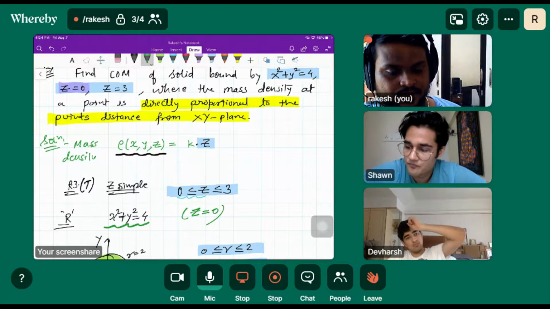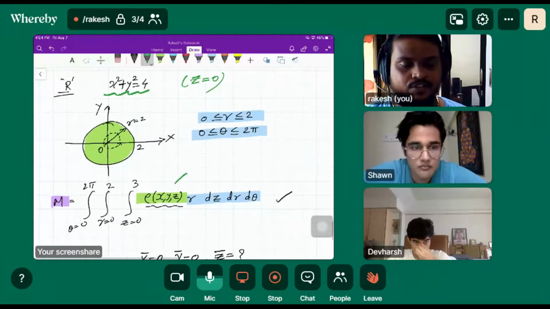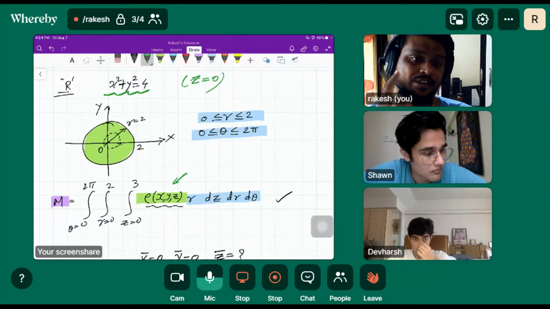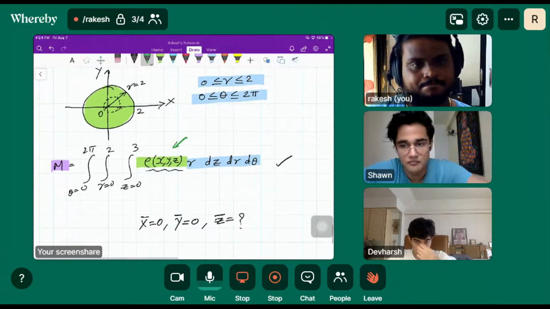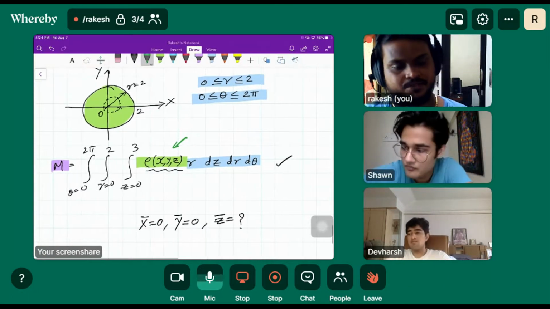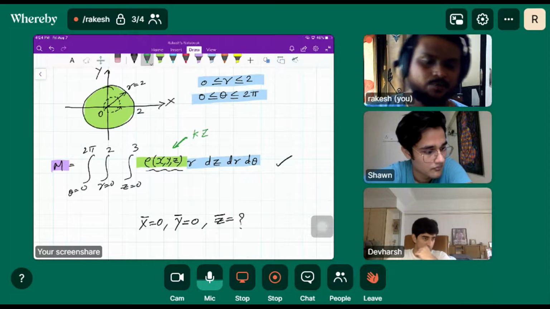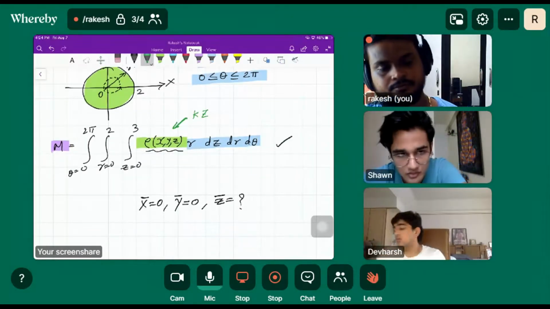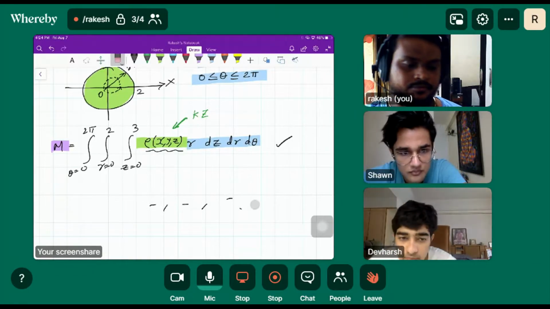So to find out mass, we have to write down the mass density function here. To find out volume, we have to write down 1 over there, isn't it? Do you remember that? So now you just replace this by kz and complete the integration. Let me know the answer for that. Yeah, it's 18 k pi.